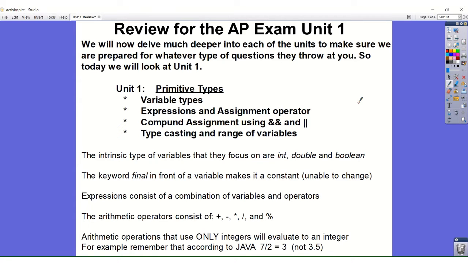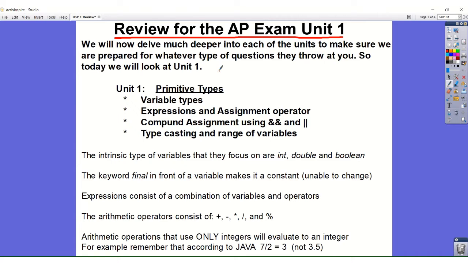So what I'm going to do for you is lay out exactly what each one of the AP College Board's units holds inside of it. And we will practice problems from each one of these units in an attempt to get ready for the best possible grade that we can get on this AP exam. So today's notes are going to focus on a review of what the AP College Board calls their Unit 1.